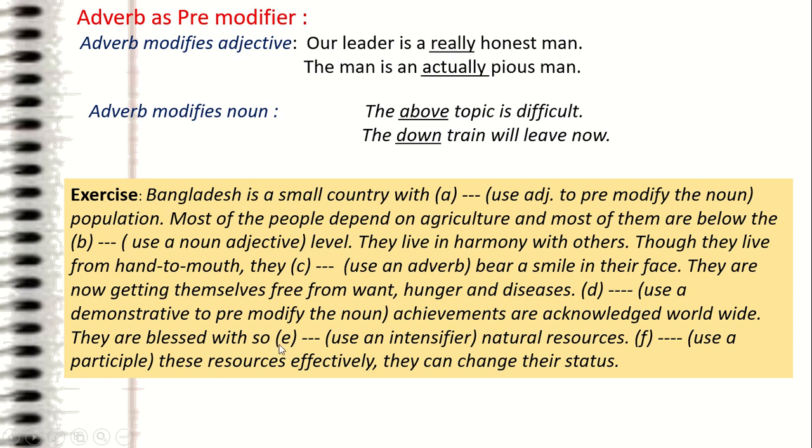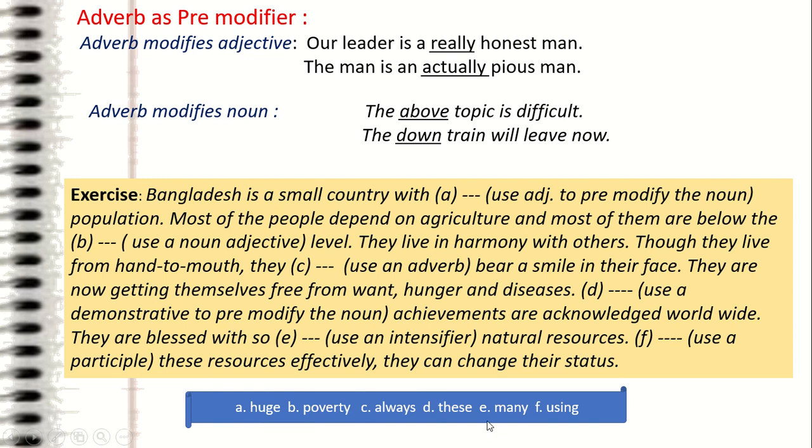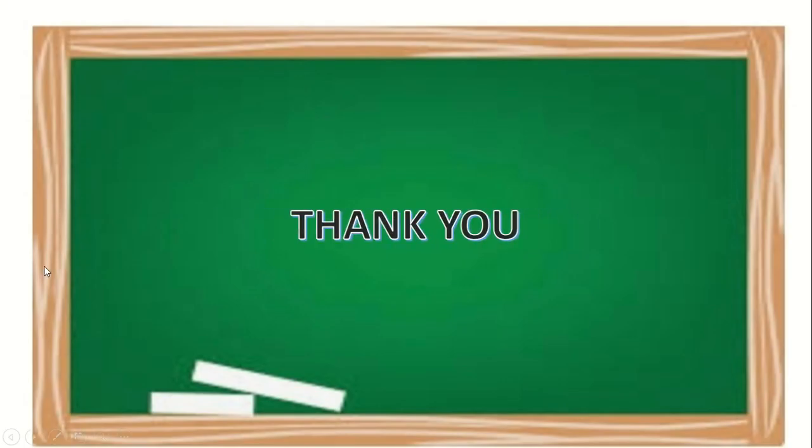They are blessed with so natural resources. Intensifier, we can use many, so many natural resources. Dash these resources effectively, they can change their status. We have to use one participle, and this sentence demands one present participle. So the answer will be using. So in this way, you can solve the exercises of the Advanced Learner book. And in the next class, we'll learn post modifiers. Until then, stay blessed. Thank you.